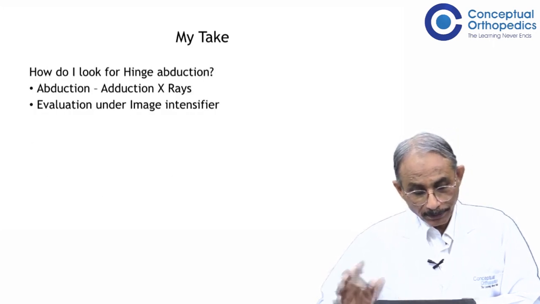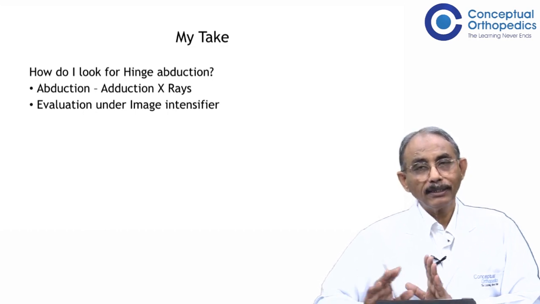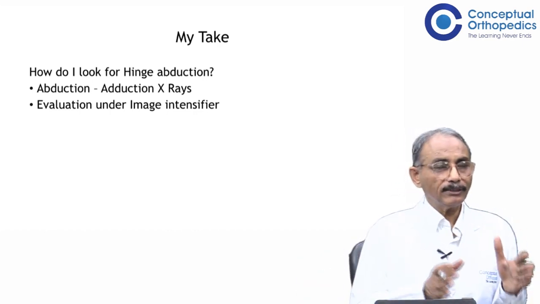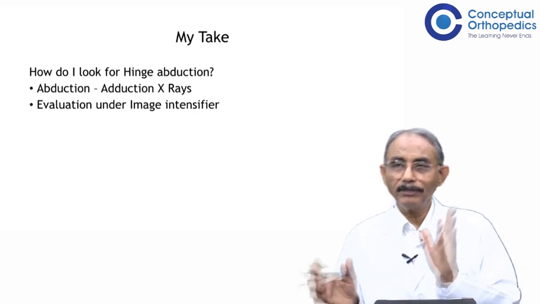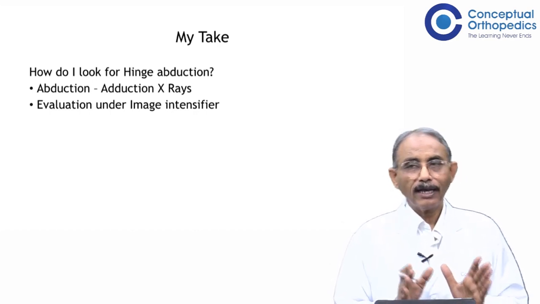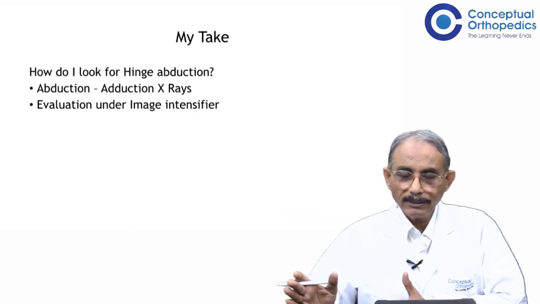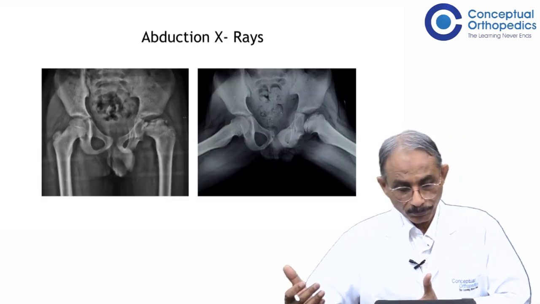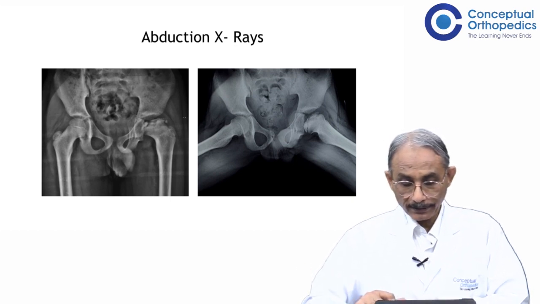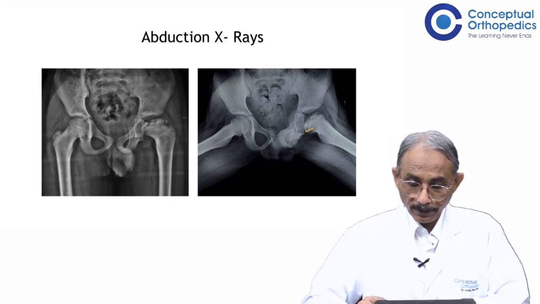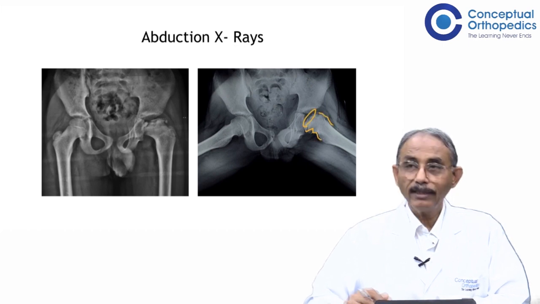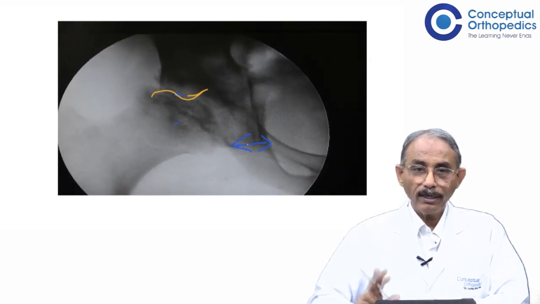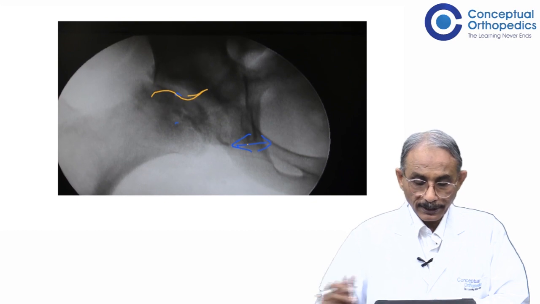So I look for the hinge abduction, as I mentioned, by getting abduction-adduction X-rays, or on the table itself. I don't subject the child to unnecessary radiation. Anyway, when I decide to take the child for surgery, I'll assess clinically, and then take the child under image intensifier and look at the degree of range of movement. So I get the abduction X-ray like in this child. This is an abduction X-ray I've done. The head is contained in this abduction X-ray, so I can plan for a surgical intervention. On the table, you do this and check.